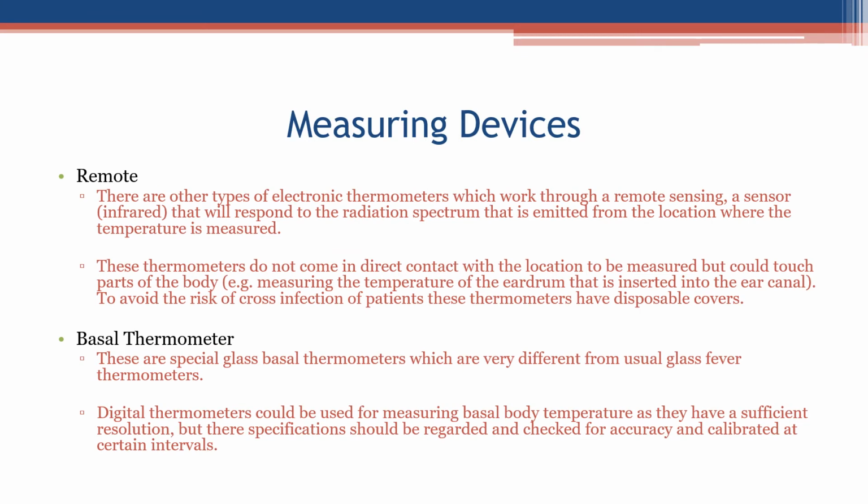Remote. There are other types of electronic thermometers that work through remote sensing: an infrared sensor that will respond to the radiation spectrum that is emitted from the location where the temperature is measured. These thermometers do not come in direct contact with the location to be measured but could touch parts of the body, for example when measuring the temperature of the eardrum, where the thermometer is inserted into the ear canal. To avoid the risk of cross-infection of patients, these thermometers have disposable covers.